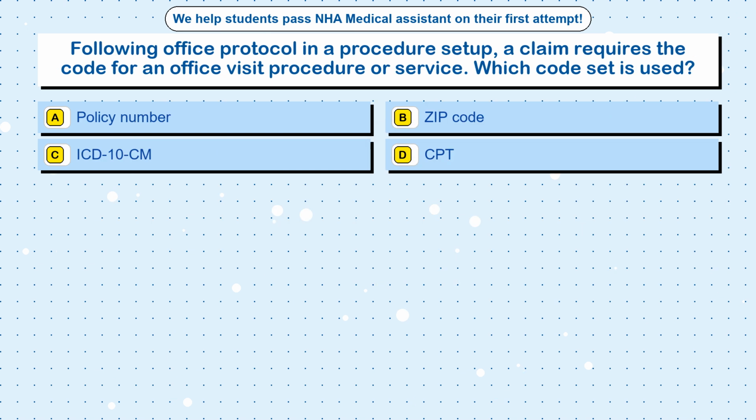Question 14. Following office protocol in a procedure setup, a claim requires the code for an office visit procedure or service. Which code set is used? Option A, policy number. Option B, zip code. Option C, ICD-10-CM. Option D, CPT.